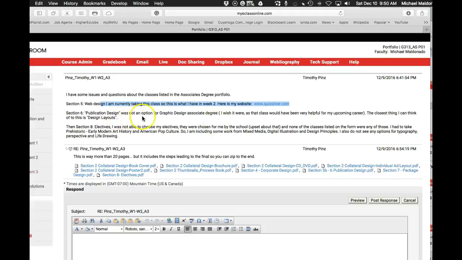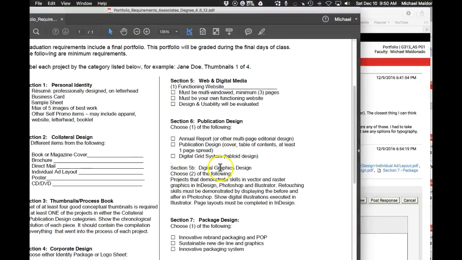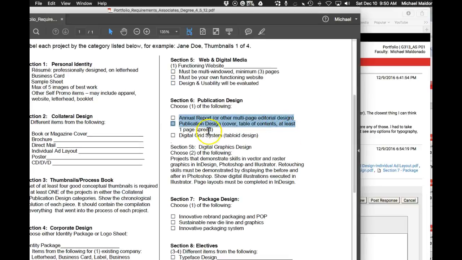Section 6, publication design. You don't have publication design. Let's take a look here. If you don't have a publication design, you can use anything of one of these that you have. Do you have a piece that shows a digital grid system? Do you have a piece that is a publication design only, meaning that it has to contain a cover, a table of contents, and at least one spread, or an annual report? Again, any other multi-page editorial design.